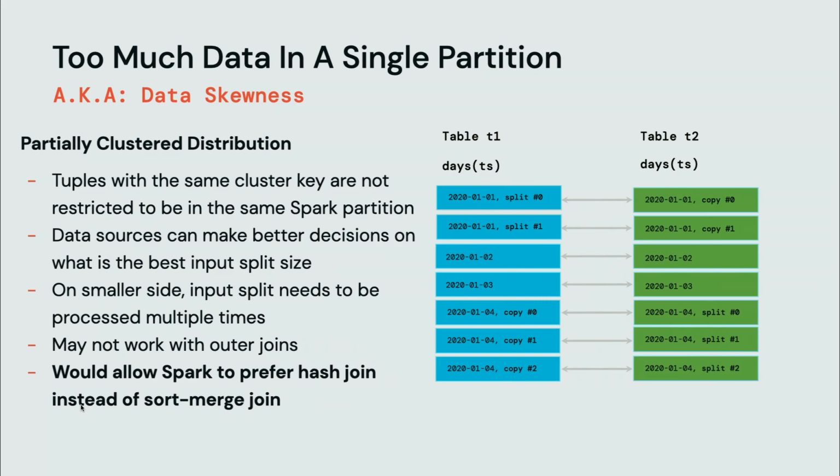However, this feature may not work if you have outer joins. In some cases, such as a left outer join or right outer join, this may not work. But another big benefit of this feature is that it allows Spark to prefer hash join instead of sort merge join in many cases, because each Spark task handles much less data, so it's more likely that the data will fit in memory for hash join to work.